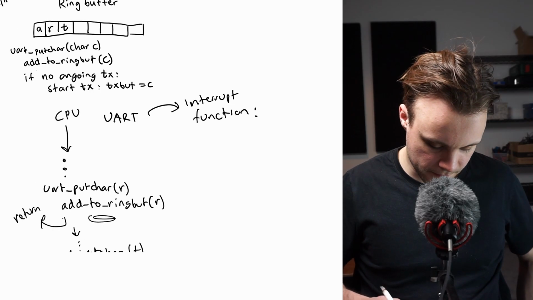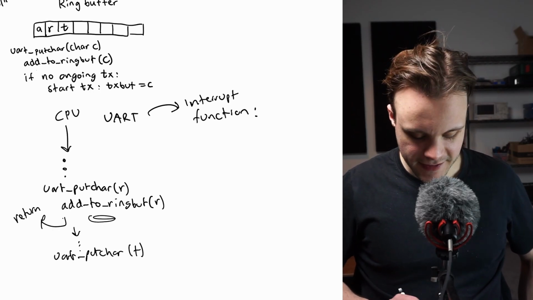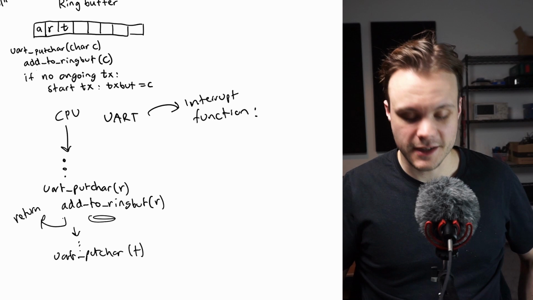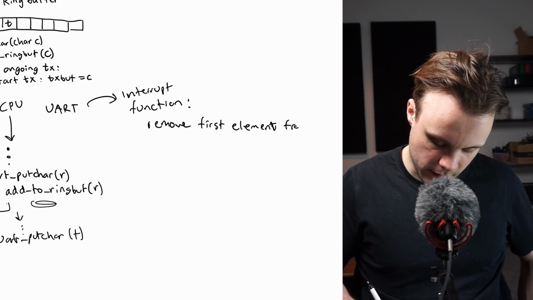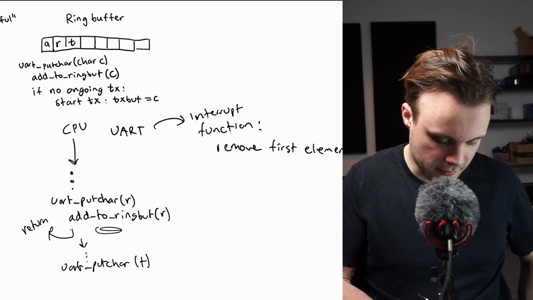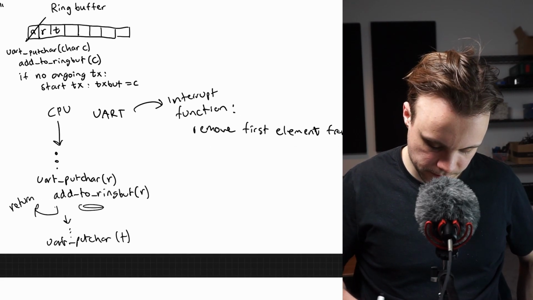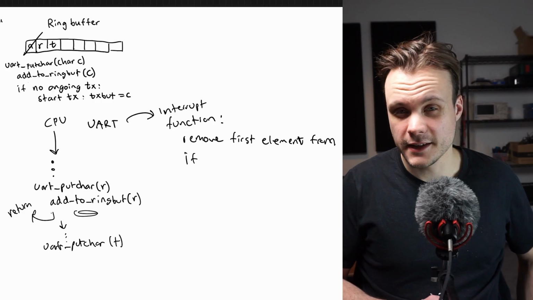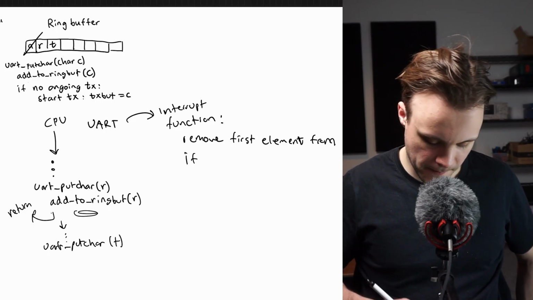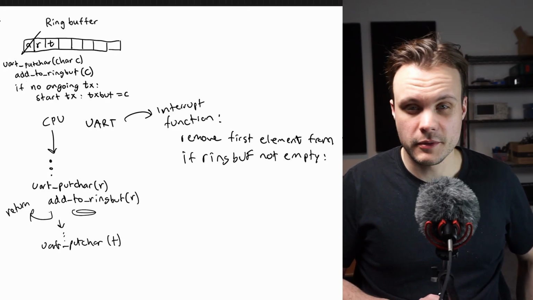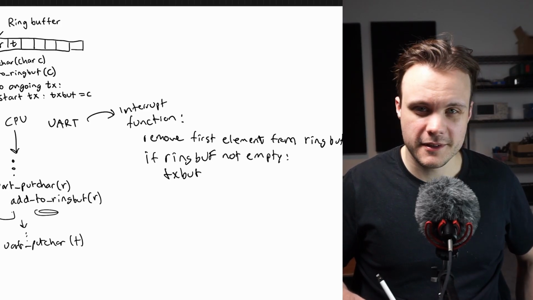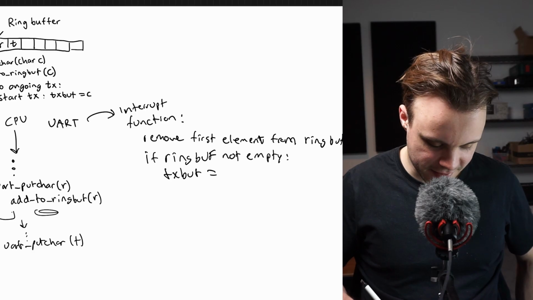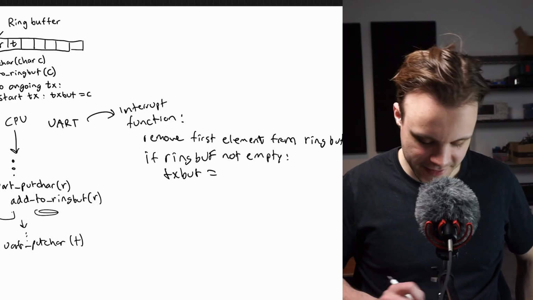And this means that the first thing I do inside the interrupt function is going to be to remove the first element from the ring buffer. So that's going to remove this character. And then if the ring buffer still has characters in it, if it's not empty, I will take the next character from the ring buffer and put it inside the TX buffer to start the next transmission.